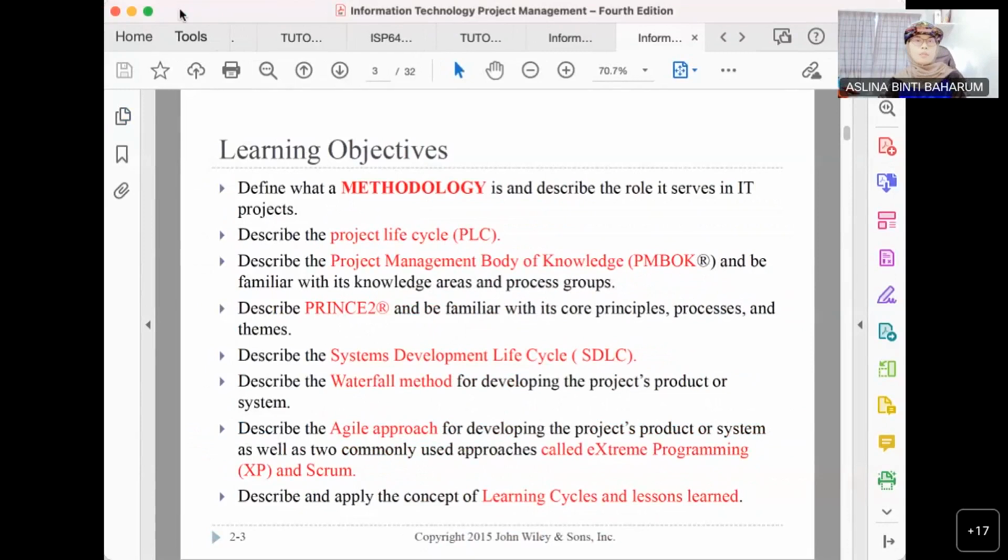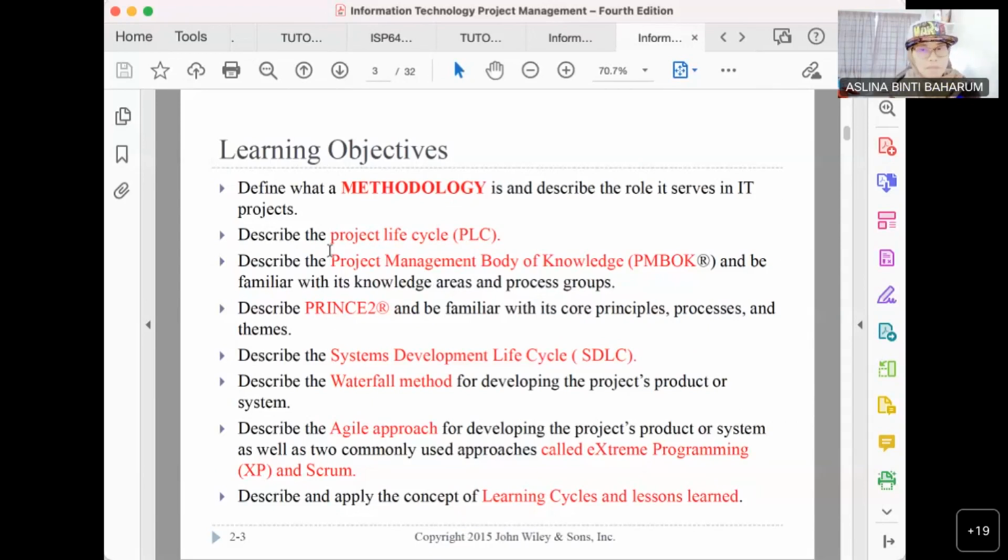Okay, topic 2, you should already define what is methodology, and describe the role of methodology in IT projects or IT research, in project research and so on. Okay, and then describe the project life cycle. We have PMBOK and then PRINCE2. Okay, and then SDLC.